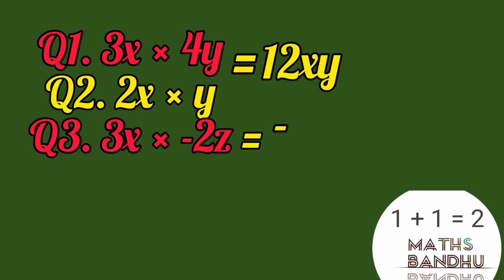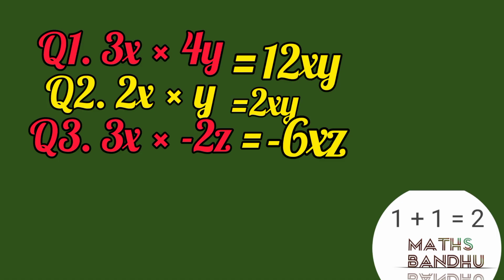So let's try to solve it now. Multiplying the numbers, 3 into 2 gives us 6. And multiplying the alphabets, x into z, you merge them, so xz. So the final answer is minus 6xz. Let's solve the second one now. It's just like the first one which I showed you. Basically you have to merge the alphabets. So 2xy will be your answer.